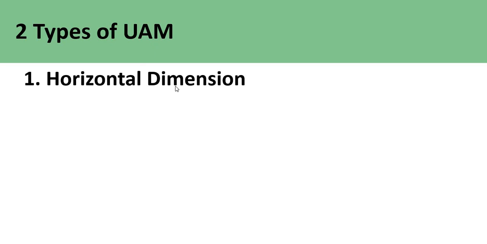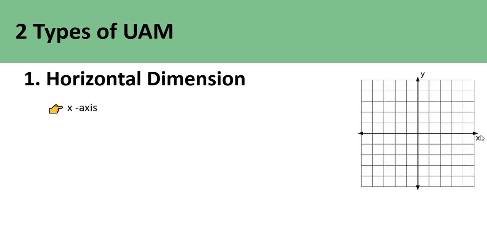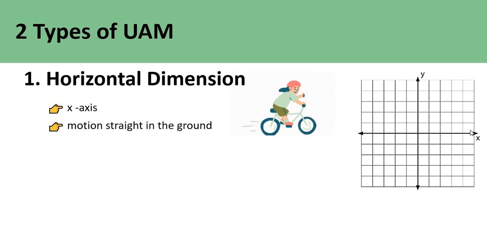There are two types of uniformly accelerated motion. The first type of UAM is characterized by its horizontal dimension. The horizontal dimension refers to the direction perpendicular to the force of gravity. It typically represents the x-axis along which motion occurs horizontally, from left to right or right to left. Unlike UAM in vertical dimension, acceleration in the horizontal dimension is not directly affected by the Earth's gravity.